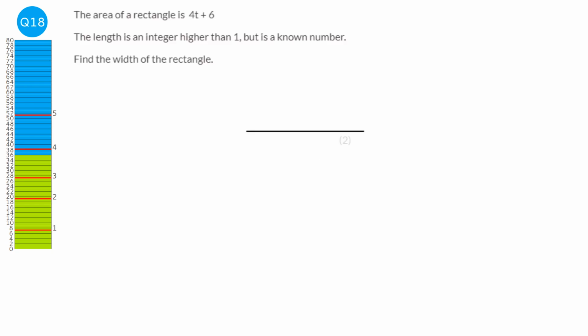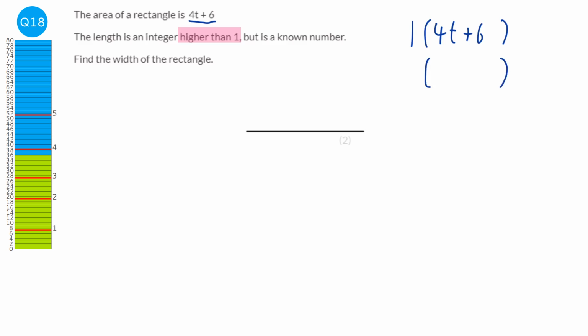So for this question, what we need to do is factorise 4t plus 6. Now factorise means put it into brackets. So I can actually put a 1 on the outside here. 1 times 4t plus 6 is 4t plus 6, but the question clearly states that it is higher than 1. So we need to find another number that's higher than 1 to factorise this with.